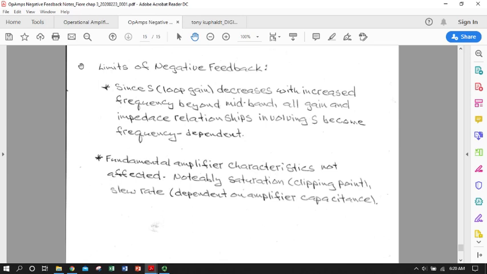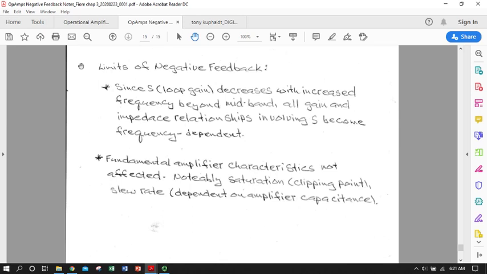If we're talking about increasing bandwidth, remember it was so nice. When we went up a decade in frequency beyond the mid-band range, we had that example where we showed that we only had a 1% loss in closed loop gain, but we had an order of magnitude loss in open loop gain. And we're thinking, oh great, we can extend the mid-band to infinity. No, we can't. As you continue to go further and further beyond the mid-band, your S factor that you're multiplying by itself starts to get smaller.